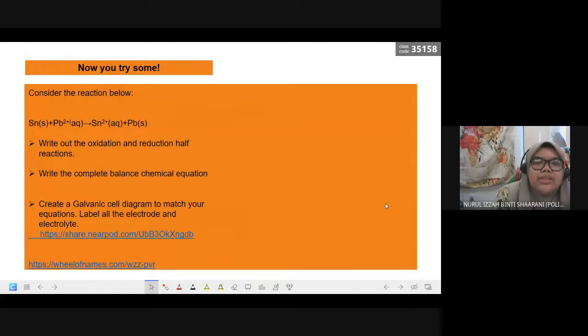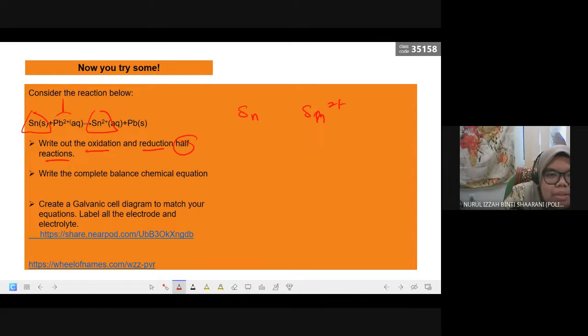Okay, so write oxidation, reduction, half equation lah, half reaction. Okay, so kita akan asingkan dulu. So apa yang ada ni, maksudnya Sn and Sn2 plus will be satu elemen yang sama, Sn2 plus, okay, and then Pb, Pb2 plus and Pb.